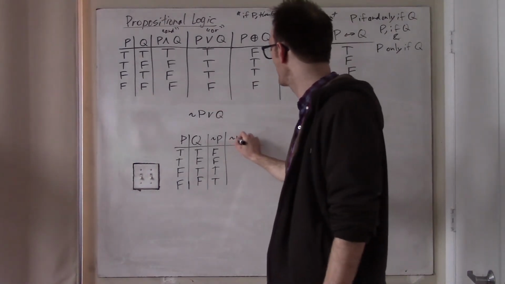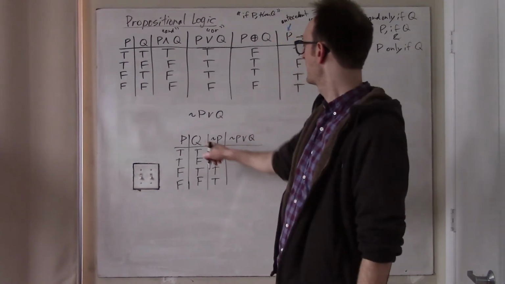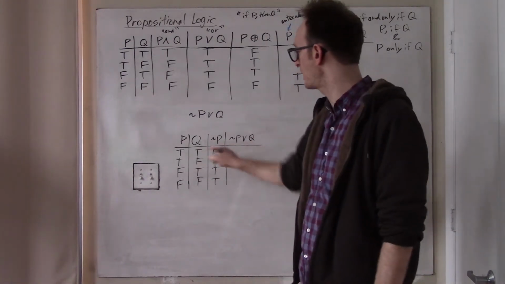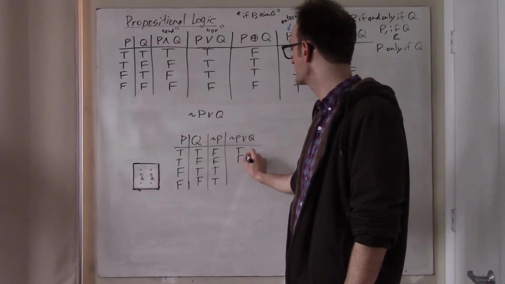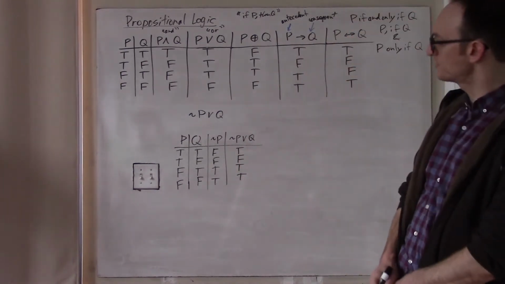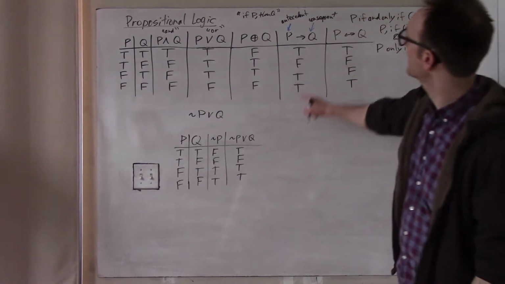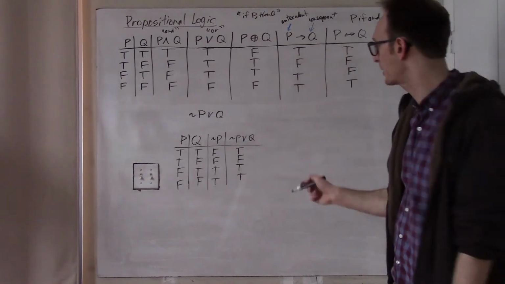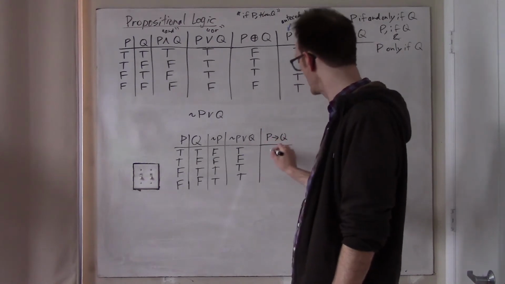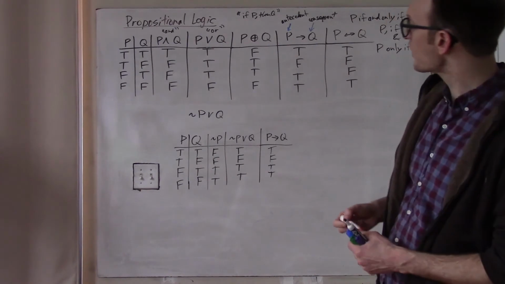So now, focusing my attention on columns three and two, I perform the OR operation on these, and I get true, false, true, true. And now, I cannot help but notice that true, false, true, true reminds me of something. Yeah, it reminds me of P arrow Q. So, just for comparison, I'll throw this in: true, false, true, true.